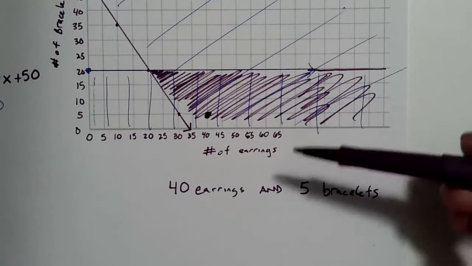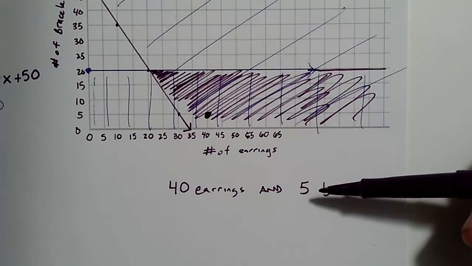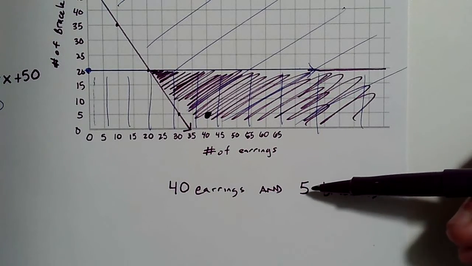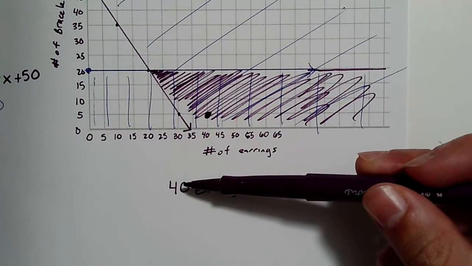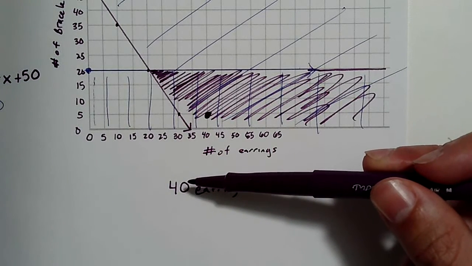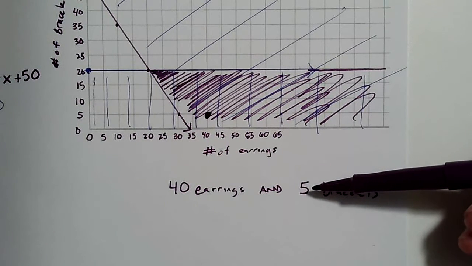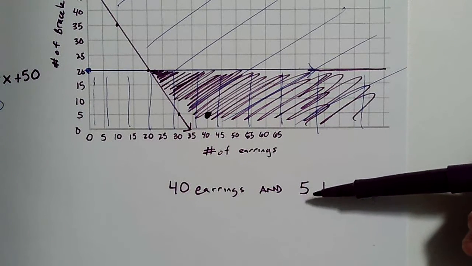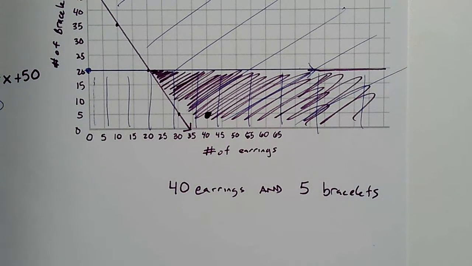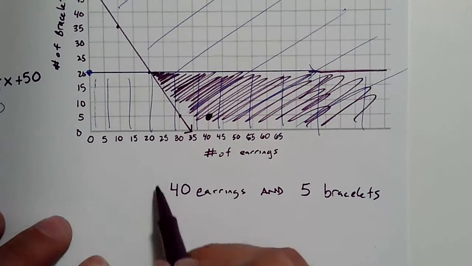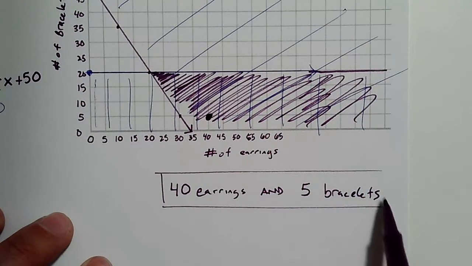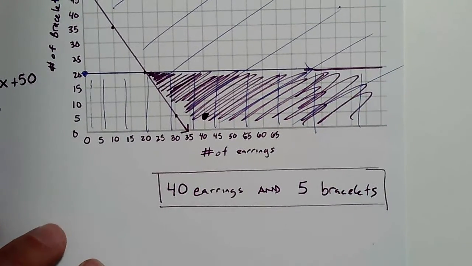If we do the math there, does she have less than 20 bracelets that she's selling? Yes. 40 earrings. So 40 times 3 is 120, plus 5 times 2 is 10. That's $130. Is that enough money that she wants to make? Yes. So this would be a solution. It's not the only solution. There's a bunch of combinations, but that is one of them.